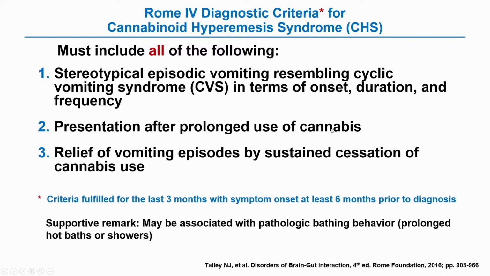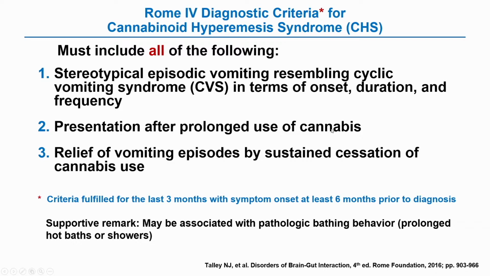syndrome. So the Rome 4 team came up with criteria for cannabinoid hyperemesis syndrome. This is the diagnostic criteria just based on some evidence that was available. So I'm sure you're very familiar with cyclic vomiting syndrome, where you have these very stereotypical, repeated vomiting episodes that last anywhere from 1 to 5 days.